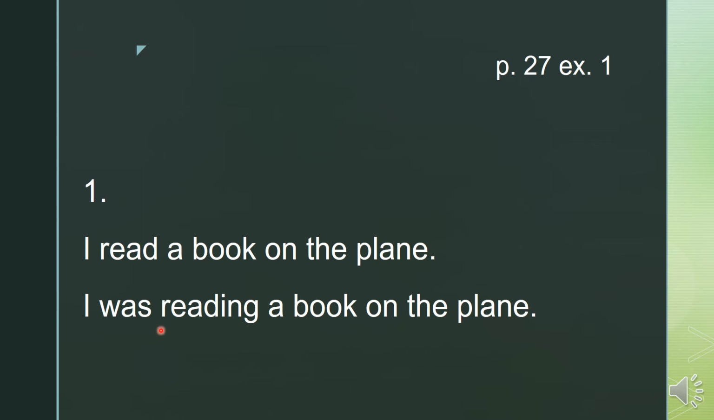Or I was reading a book on the plane, and the man next to me started asking me questions. I was reading a book on the plane, and they stopped to ask me if I wanted chicken or fish. Right? I said I wanted fish, and then they said, sorry, we don't have any more fish, we have chicken. Right? The story keeps going in some way. I was reading. This is for action in progress in the past.